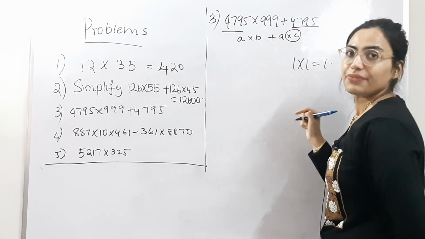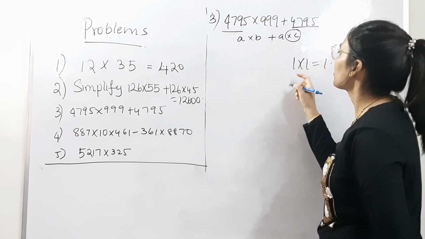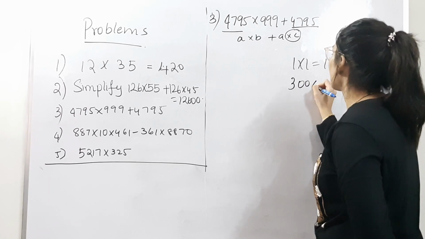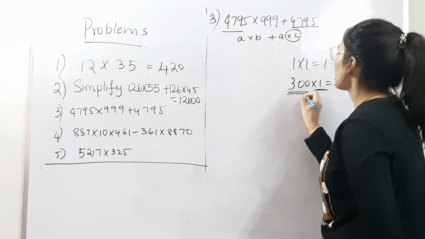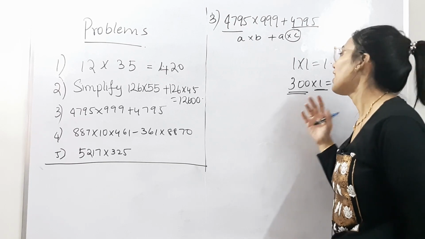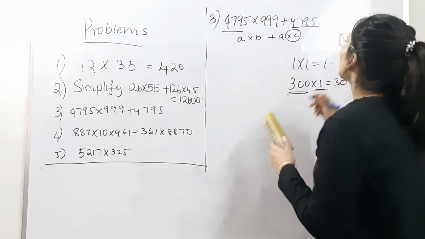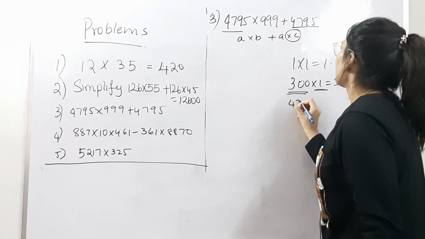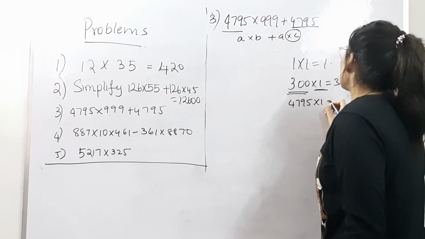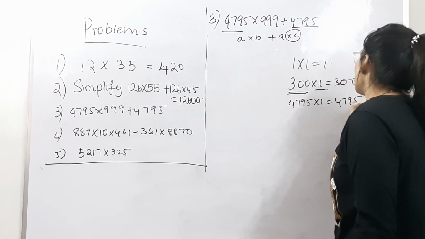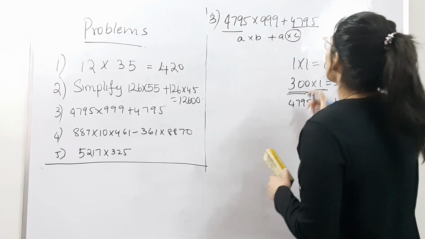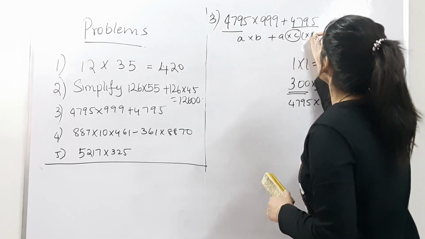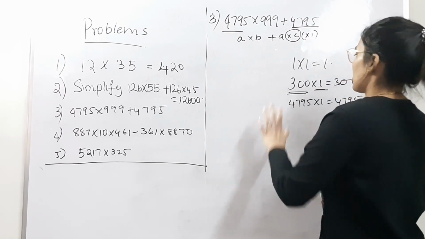But for now, we know that when we multiply any number by 1, for example 300 into 1, it is also 300 only. If we multiply by 1, we will not change the identity, the value of that number. So, in this way, can we not say that 4795 into 1 is nothing but 4795? Yes, in one table. So, here C is nothing but into 1 based on this concept.